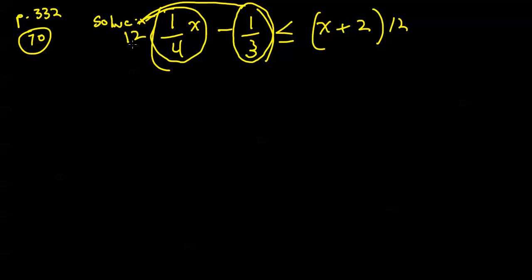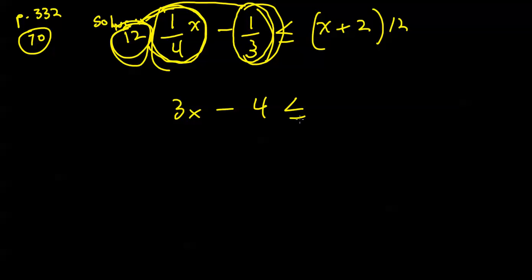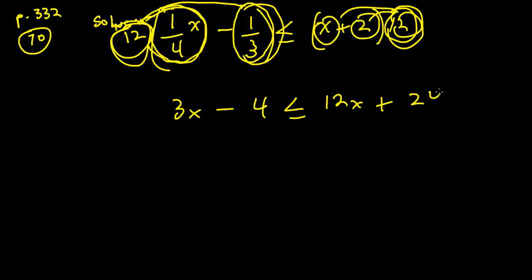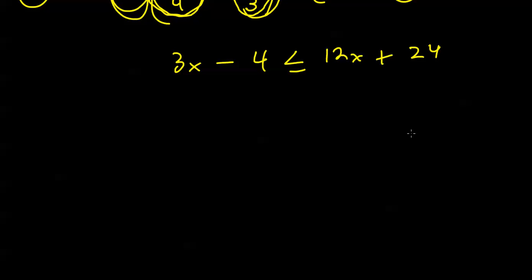Alright, so let me do that here. 12 times 1/4 x, well of course 4 cross cancels into 12 3 times, and 3 times 1x is just 3x. Minus 12 times 1/3 is of course 4, is less than or equal to, on the right now, applying my distributive law, 12 times x is 12x, plus 2 times 12 is of course 24. Looks wonderful. Now it looks like the easier ones we did earlier in the section, right?